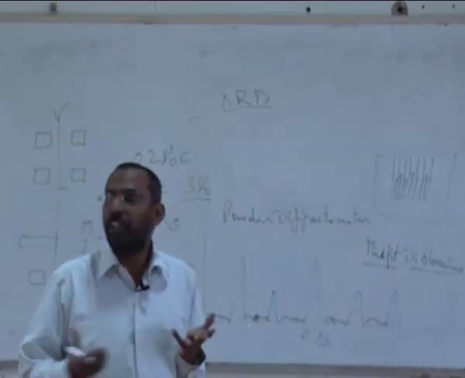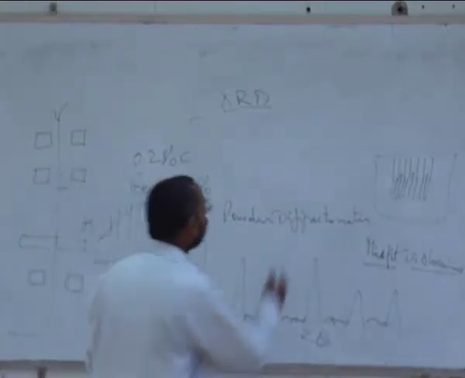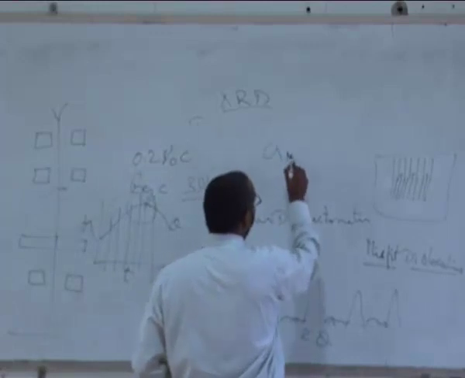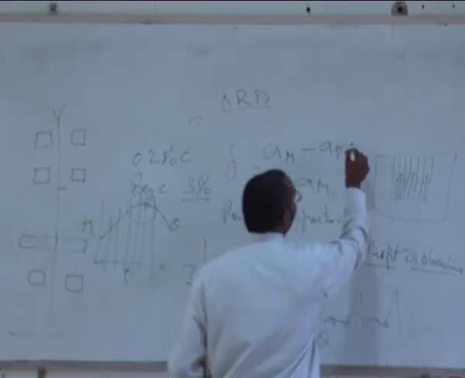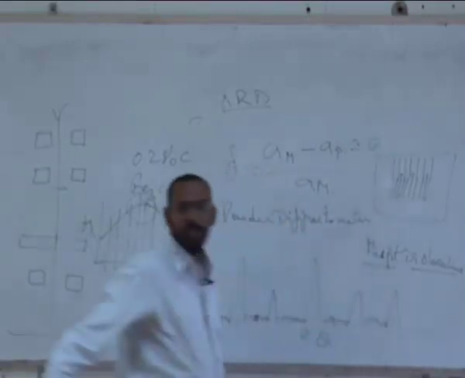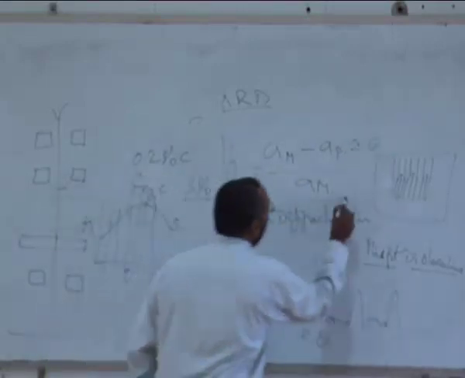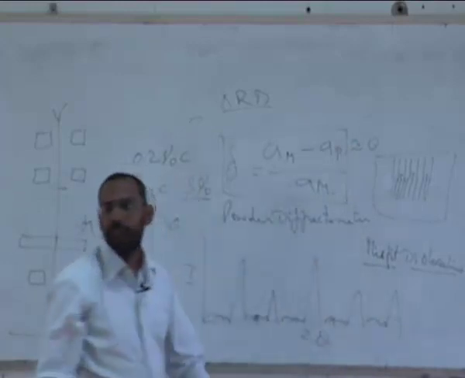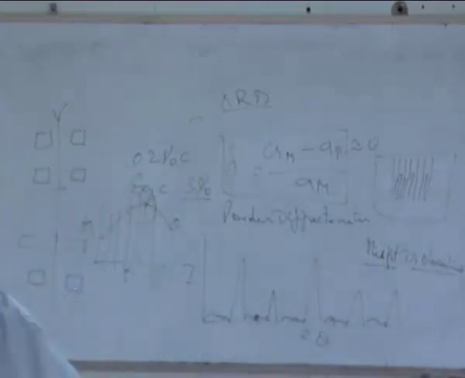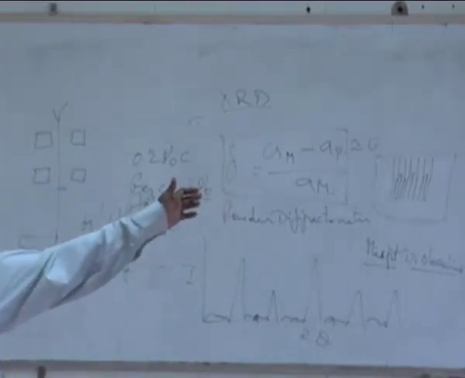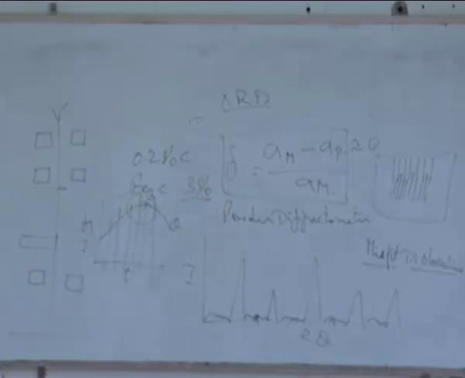When will these misfit dislocations vanish? When the difference between the lattice parameter of the matrix and that of the precipitate goes to 0. The misfit is defined as this: lattice parameter of the matrix minus the lattice parameter of the precipitate. In principle, it should be d, the interplanar distance, but we know that interplanar distance is connected to the lattice parameter.